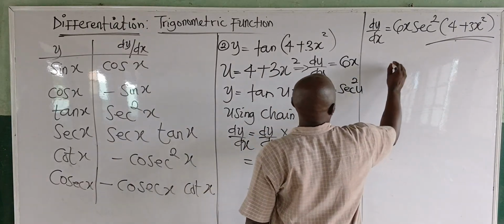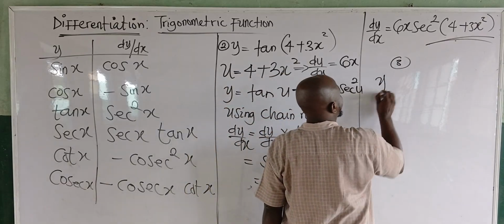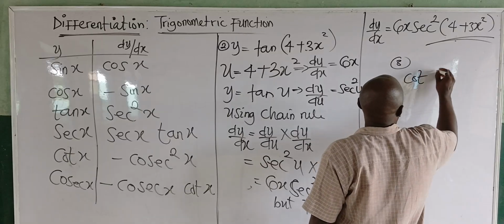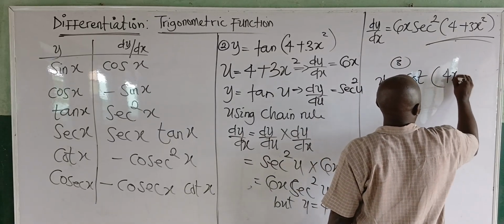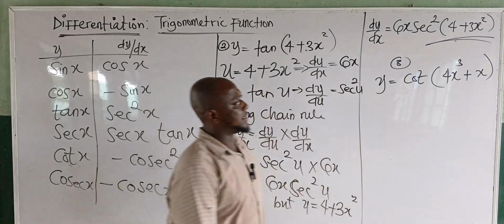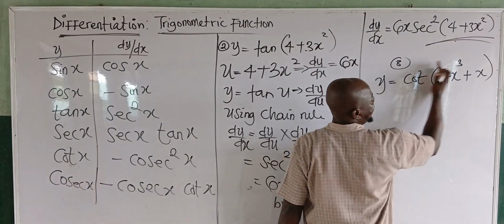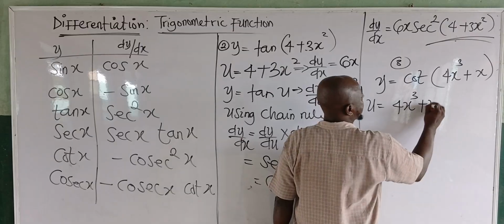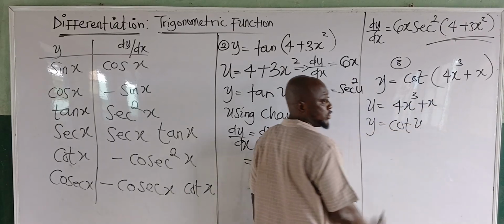So number 3 here, we are asked to differentiate cot of the bracket, 4x^3 plus x. We want to differentiate this. So what do we know going forward? Everything here at the front of this trig function is u. So we say let u be 4x^3 plus x, and as well let y be cot u. That's what we just said.